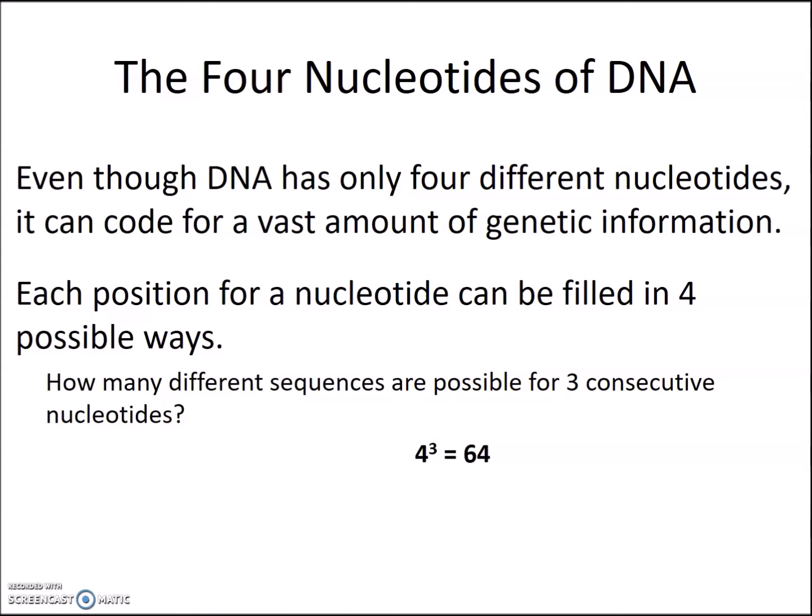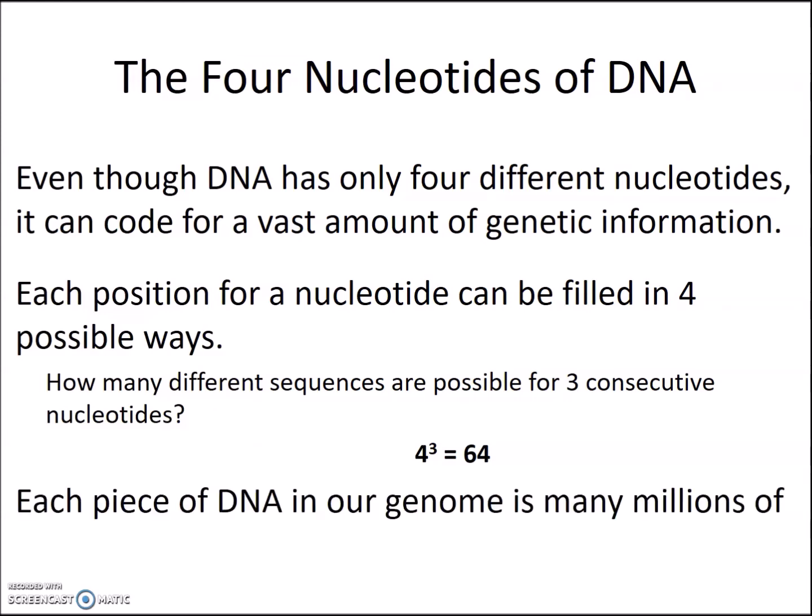You probably stumbled upon this, students. It takes 4 raised to the 3rd power to figure out all the possible letter combinations. In other words, you have 4 possible nucleotides in position 1 of the sequence. You have another 4 nucleotides in position 2, and another 4 nucleotides that could be in position 3. So 4 times 4 times another 4 is 4 raised to the 3rd power, which works out to be 64. There are 64 ways to arrange just 3 consecutive nucleotides.